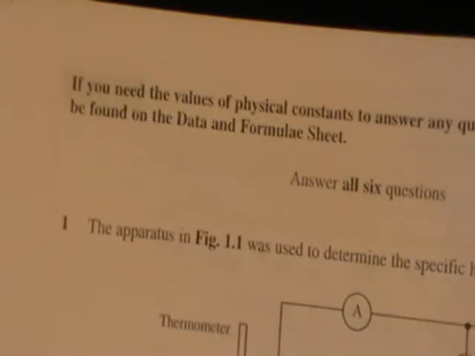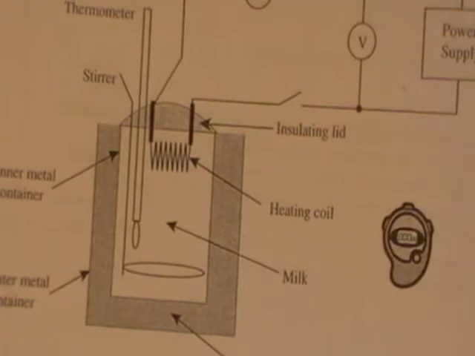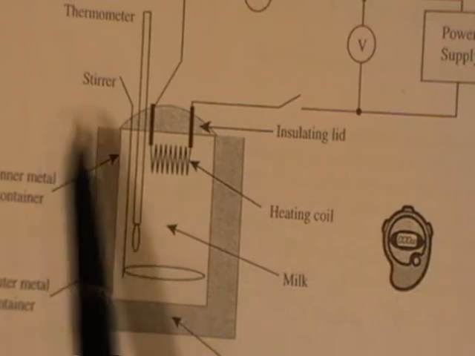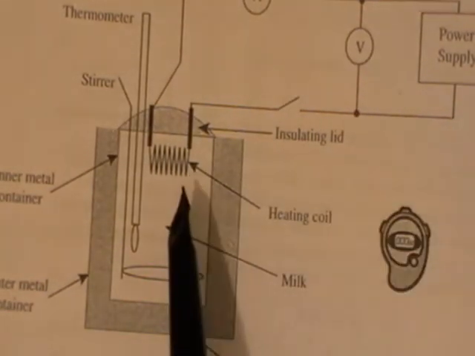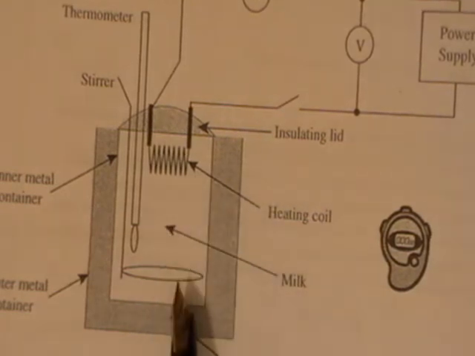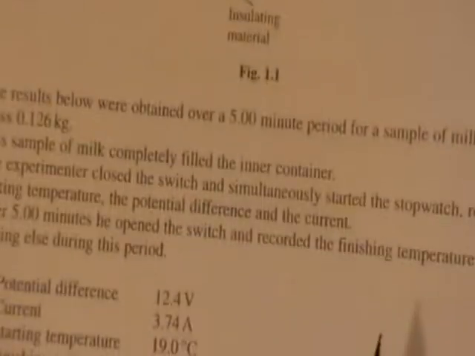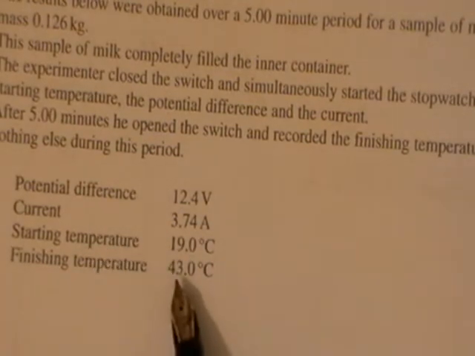Okay, so we've got January 2008, Module 4, Question 1, and this was a specific heat capacity question. We're given a piece of apparatus: a can which has got milk in it, a stirrer, a thermometer, attached to an electrical supply, so it's an electrical heating method. The can is surrounded by insulation, and we've got a timer. We're given all of the information that we would require: PD, current, starting temperature, finishing temperature.